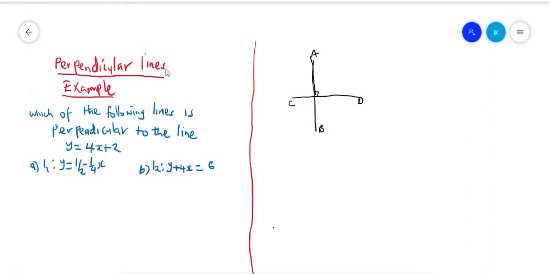So in terms of gradient and slope, if two lines are perpendicular, then if you multiply their gradients, the answer you get is -1. Assuming the gradient of AB is M1 and the gradient of CD is M2, multiplying M1 and M2, if the two lines are perpendicular, as you can see from this picture, the multiplication of their gradients will give us -1.